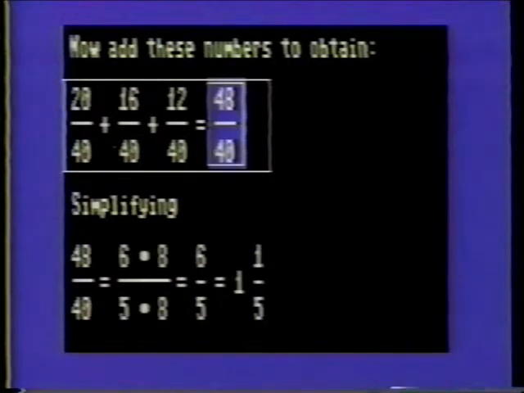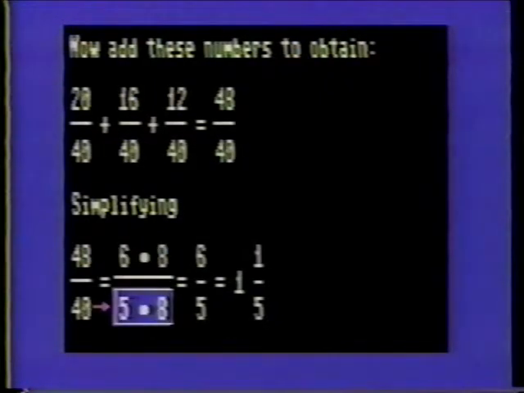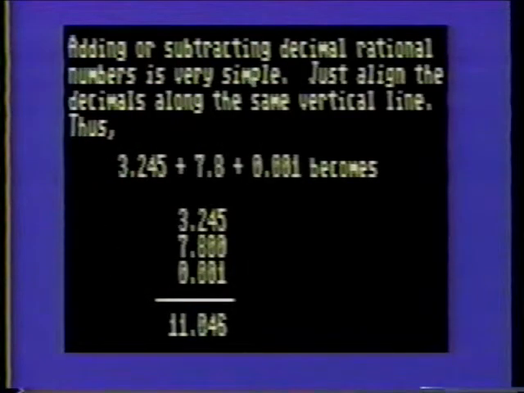The equation is now 20 over 40 plus 16 over 40 plus 12 over 40, which is 48 over 40. Now this problem can be further simplified. 6 times 8 is 48, and 5 times 8 is 40. Since 8 divided by 8 is 1, the equation becomes 6/5, which is 1 1/5.